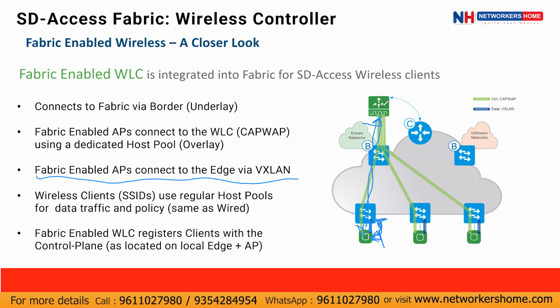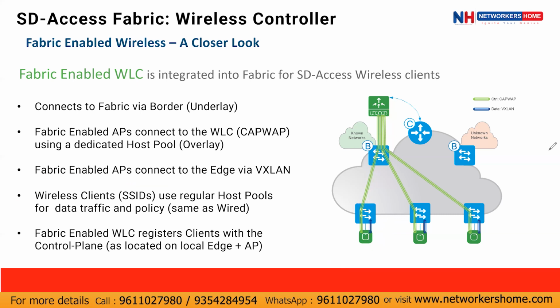Now, the wireless clients, this is an important point. Wireless clients use regular host pools for data traffic and policy. So, any wireless device connected to this wireless access point using the wireless medium will be treated the same as wired, and the data traffic will be sent to the fabric edge node. So this fabric edge node will treat it.